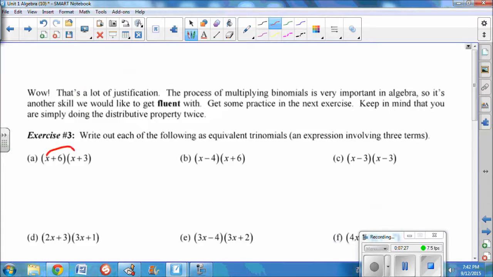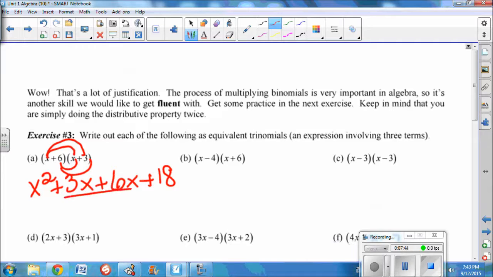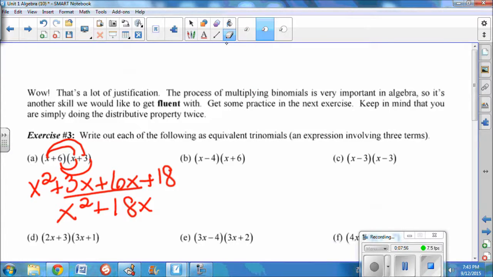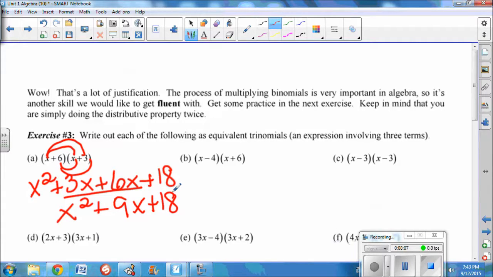And so x times x, x squared, x times 3, 3x, plus 6x, and then plus 18. Those are our like terms. X squared plus 18x. Whoops, not 18. It said combine, not multiply. So I end up with x squared plus 9x. That's a little bit more like it. 9x plus 18. Okay, here's our trinomial.